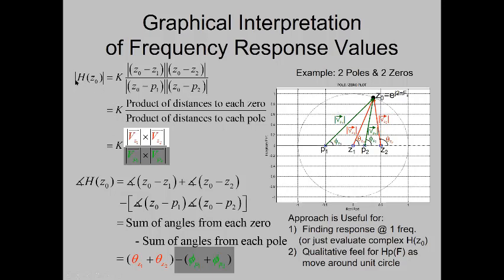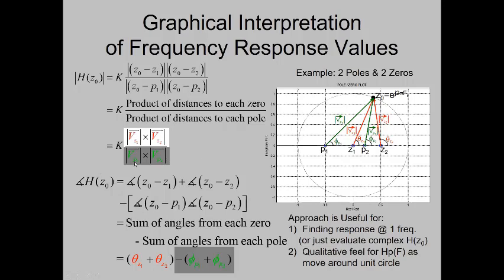The magnitude of h at that z0 position is going to be any gain factor we have, k, times the product of the distances from all the zeros. So this vector z1, that length, multiplied by the vector from z2 to that point, those two vectors, I'd multiply them together, scale them by k, and divide them by the product of the vector from p1, this vector, and that length from this vector p2, these two lengths multiplied together would be in my denominator.